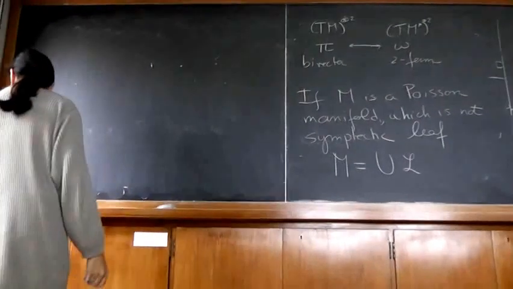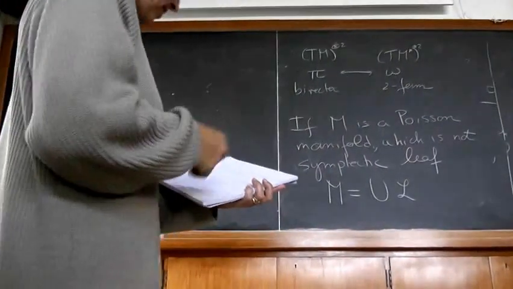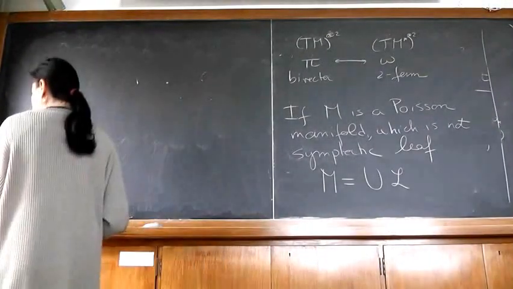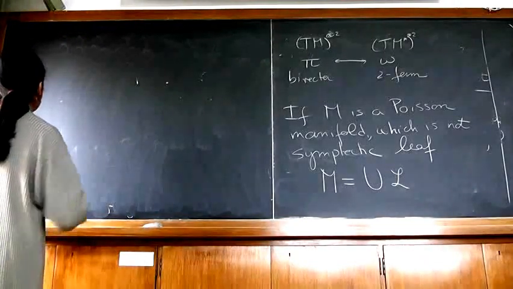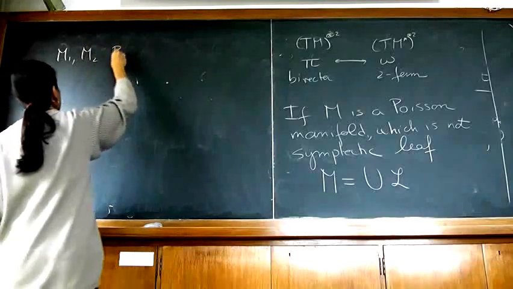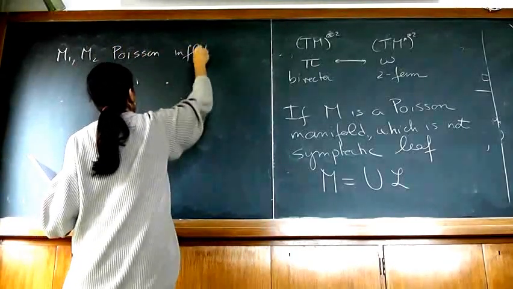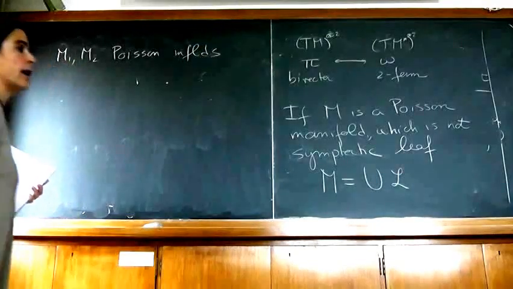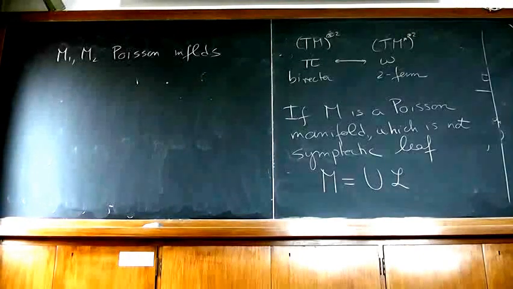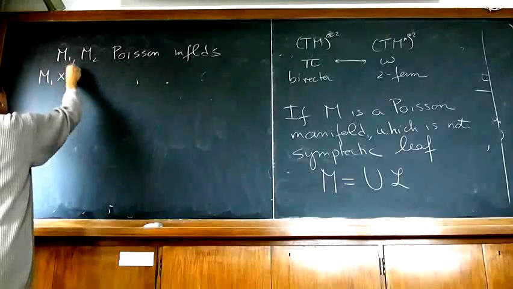Okay. So, we are almost there to define what a Poisson group is, which is the main character of this lecture. So, before we do this, I want to define, if M1 and M2 are Poisson manifolds, a Poisson structure on the product, M1 times M2.